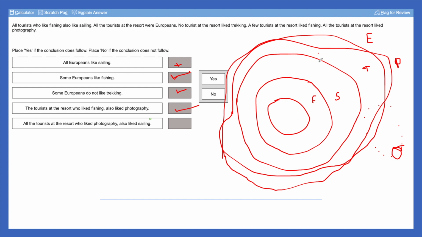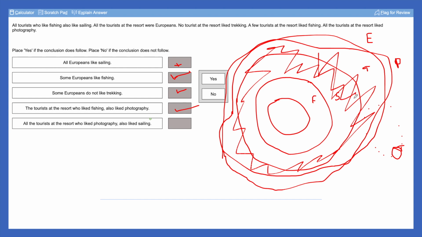So some people in this area do not like sailing, but are fans of photography, because this is the sailing circle here. All of this is sailing, but this outside section are people who do not like sailing. Doesn't look very clear, but you should probably get it from the Venn diagram. So that's not incorrect. And that's all it is. No, yes, yes, no, yes. So yeah, that's the first question done. Let's move to the second question.